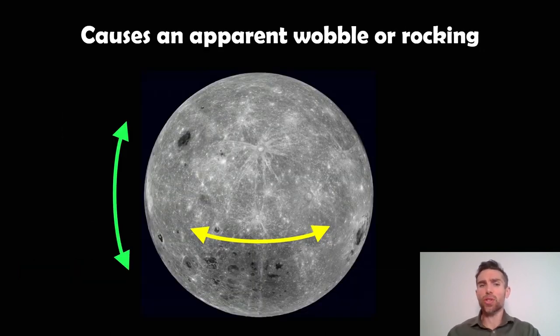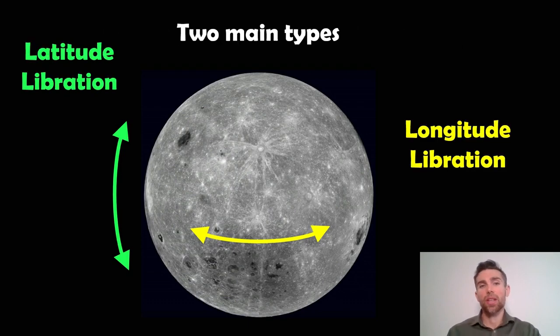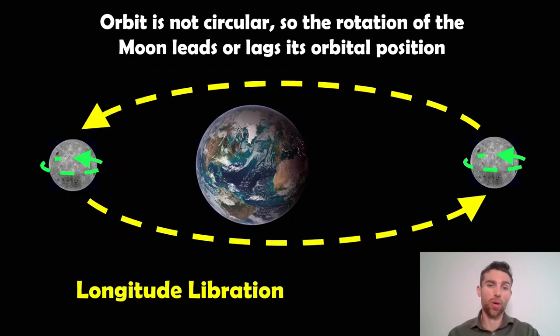So it does cause this wobble, and there's two axes of motion, or there's two main ones really. One of those is that it vertically rocks back and forth, and then one where it goes horizontally. So longitude and latitude, basically, where it has this apparent wobble from where we're looking on Earth, essentially. So the two main types are latitude libration and longitude. And we're going to cover what they are and how they actually occur. So the first one we're going to have a look at is the longitude one.